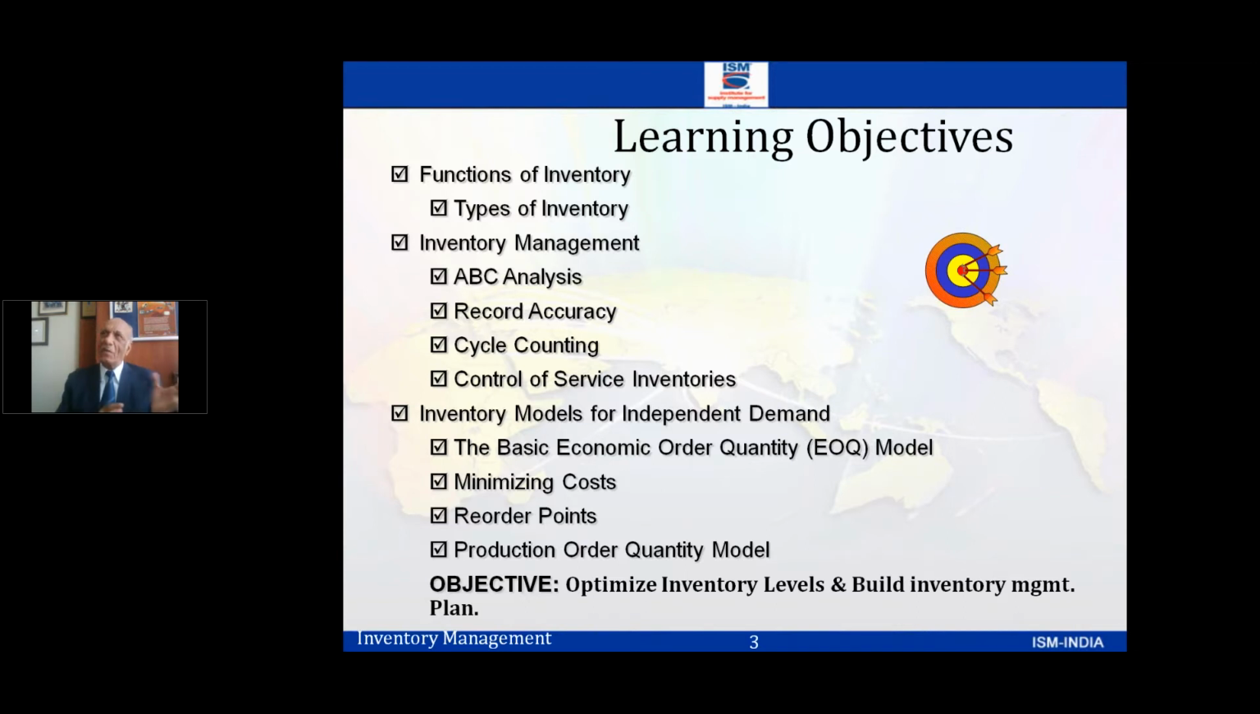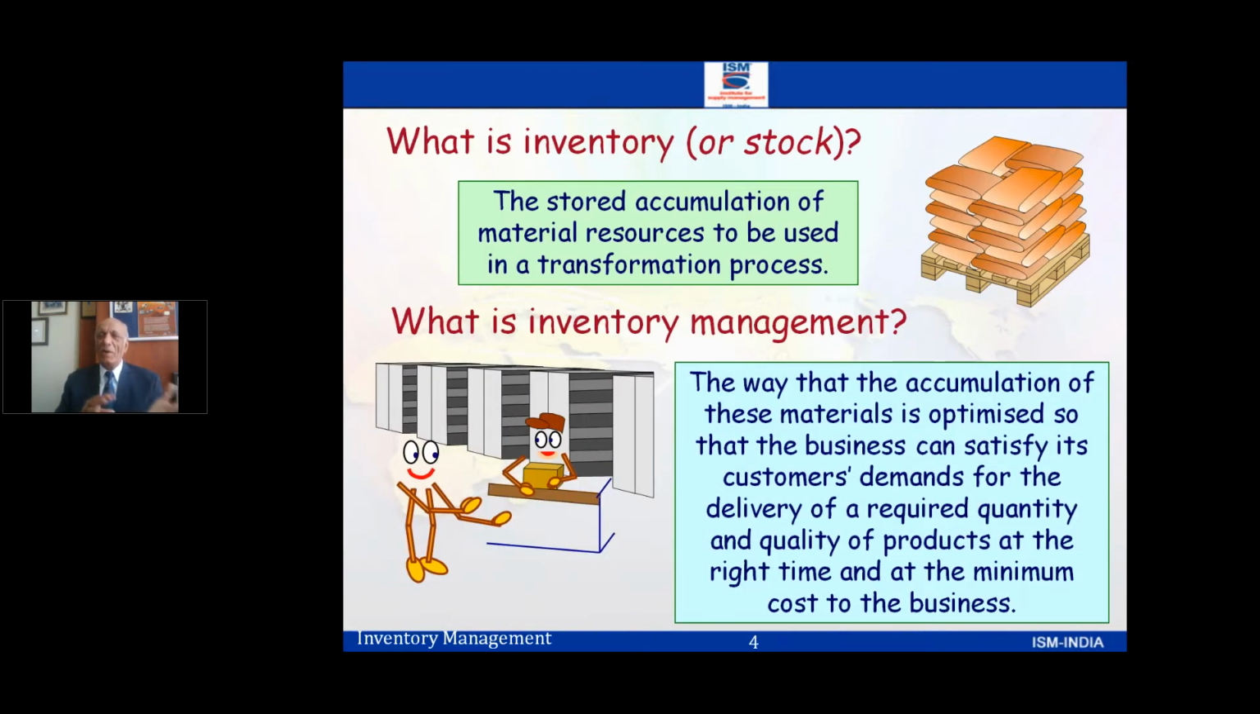Now let's start with the very basics. What is inventory? Inventory or stocks, both things around. So you are doing a lot of accumulation of material resources which are required in the transformation, starting from raw material, work in progress, which are used to make the finished product. And those finished products, that's the stock part, are also inventory.